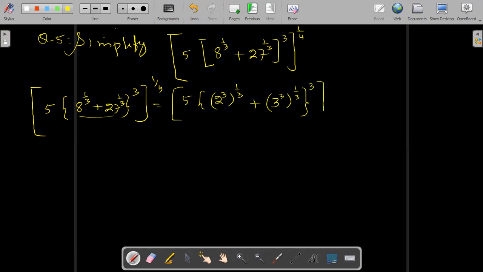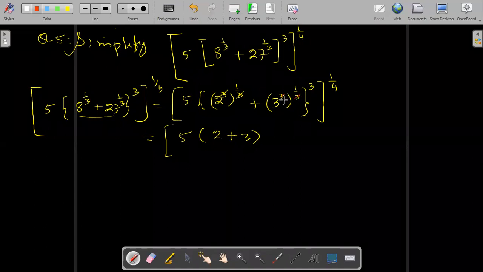But this power cannot go inside because of this plus. Do not make this mistake. You cannot take this inside. This 3 cannot go inside because of this positive sign. So we cannot take this 3 inside. We have to solve it. First, 3 and 3 will cancel. We get 2 only here. We get 3 only. These two 3s are cancelled.